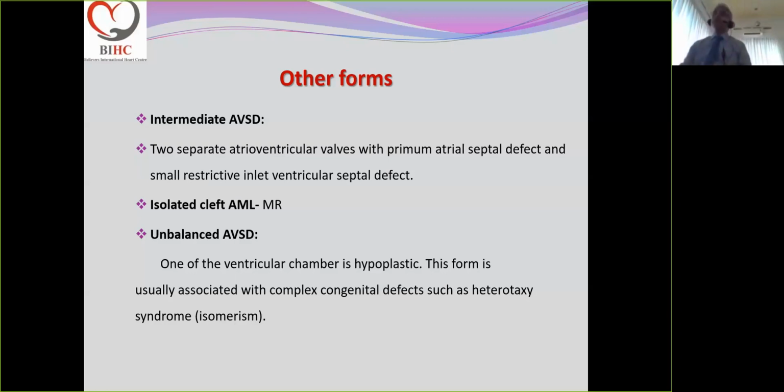And this is very common in heterotaxy syndromes. In right isomerism, the characteristic lesion is an unbalanced AV septal defect with DORV and pulmonary stenosis or atresia. In left isomerism also it can happen.